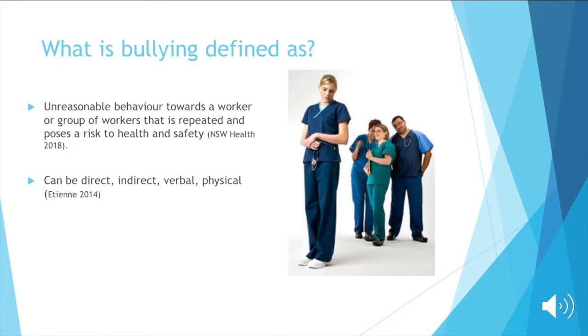So what is bullying defined as? Safe Work Australia defines bullying as unreasonable behaviour towards a worker or group of workers that is repeated and poses a risk to health and safety. It was discovered through research findings that this inappropriate behaviour can be direct or indirect, verbal or physical, and undermines the bullied individual's right to dignity in the workplace.